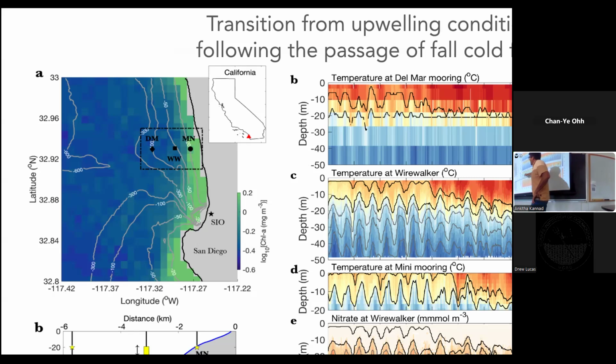These weren't next to each other, excuse me. We had one mooring in 100 meters of water. We had two experimental setups. This is the second: the wire walkers in 50 meters, and then we had a mini mooring in 20 meters of water. Then here's this nitrate quantity.